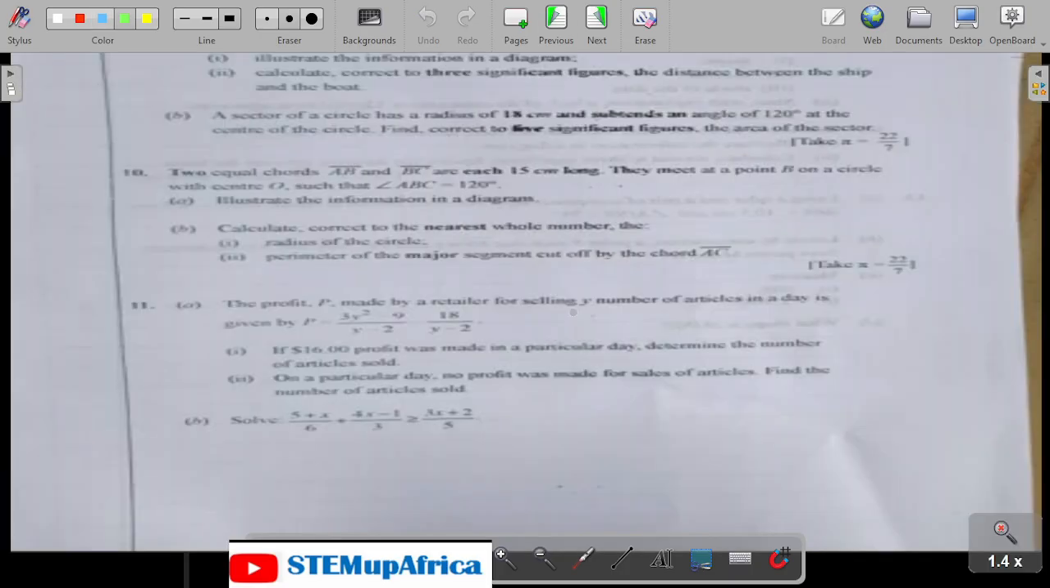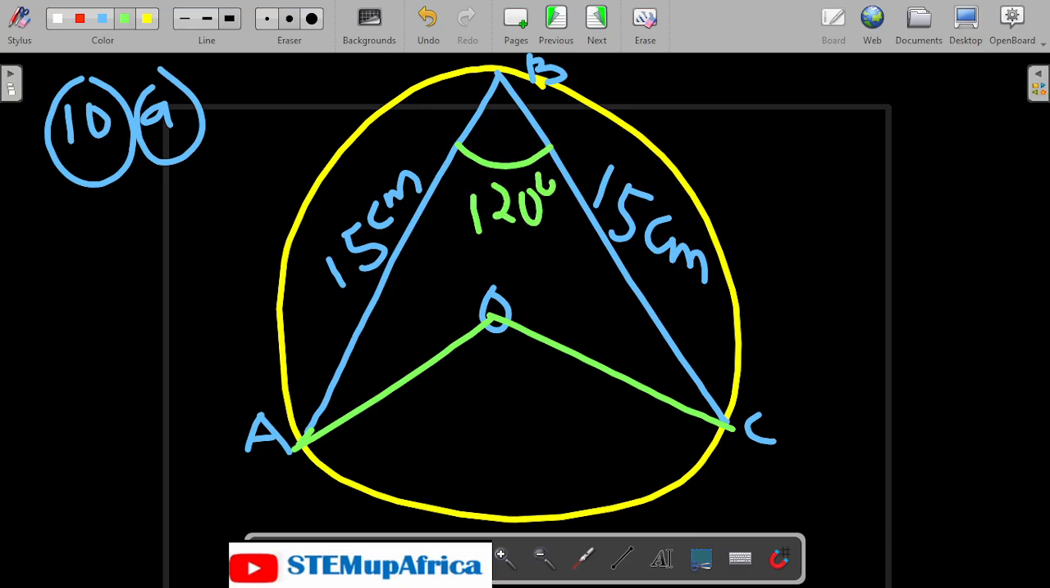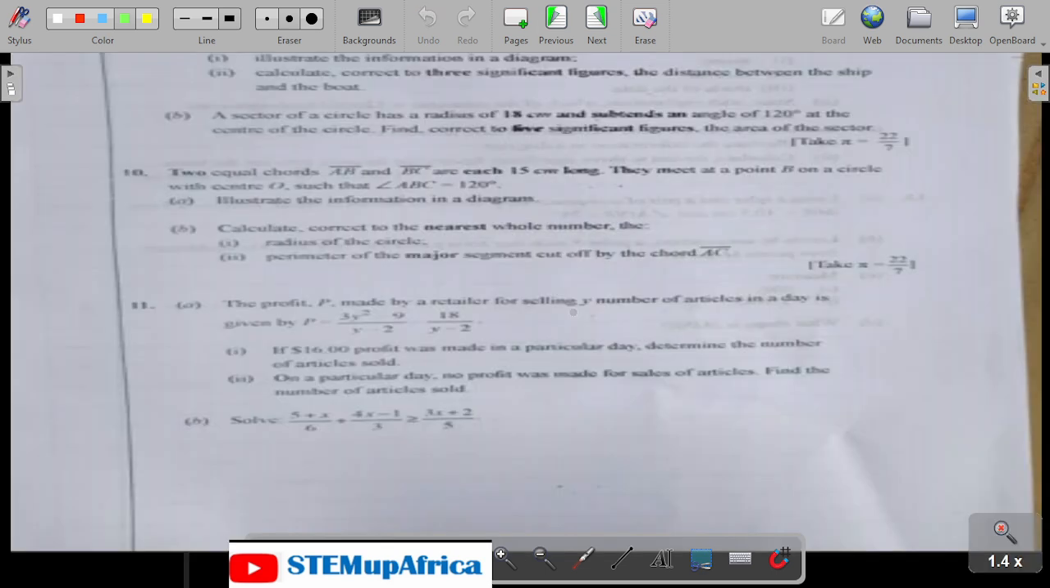So let's go back. It says, then point B is on the circle with center O, such that angle ABC is 120 degrees. So point B, I have center O. Let's from here to here now. So the angle here now is 120 degrees. So this is what we have. Then that's all the information we have. Say illustrate the information in the diagram. We've done so. Then find correct to the nearest whole number the radius of the circle.